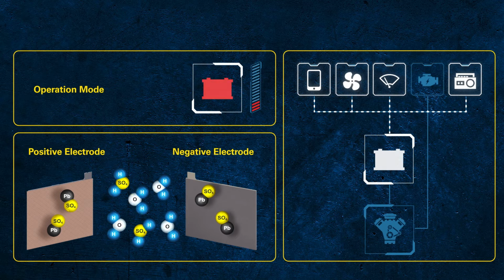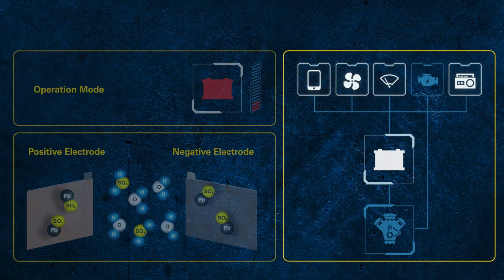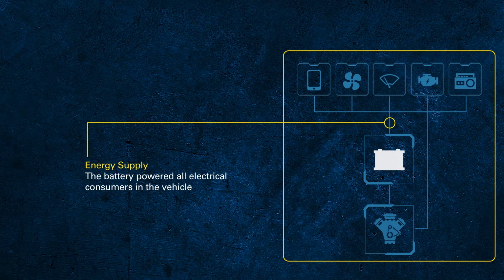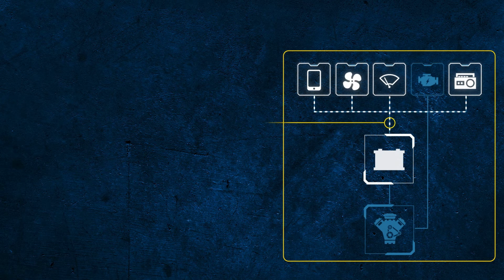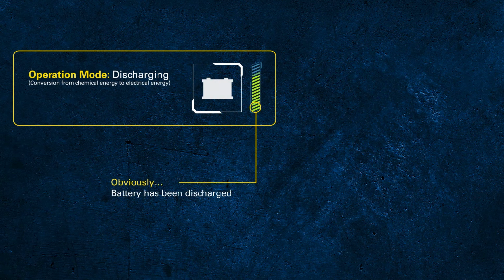As there was a lot going on in that animation, let's go through each section to pick up on what happened. As the engine was switched off, all electrical energy to supply the consumers came out of the battery. Consider that we have many control units in a modern vehicle and potentially more than 100 electrical consumers. Some of them we recognise, like the radio, but most of them we're not aware of. It's pretty obvious that all these electrical consumers discharge the battery.